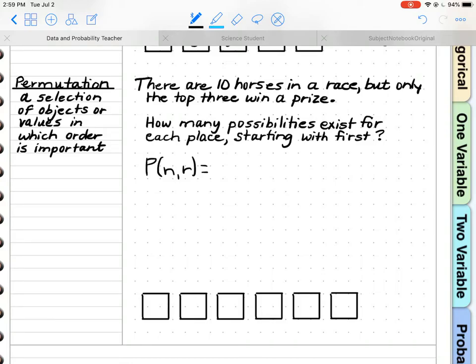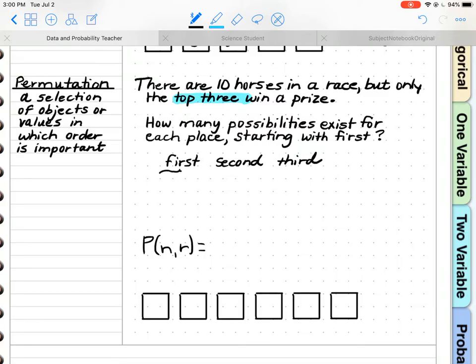Okay, I'm going to show you longhand and then I'll show you this formula. In fact, I'm going to move this down because I need the space. I'm sorry about that. So here's what this is saying to me. There are 10 horses in a race, but only the top 3 win a prize. So we're interested in the first place winner, the second place winner, and the third place winner.